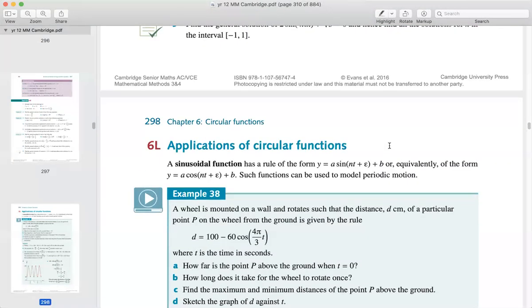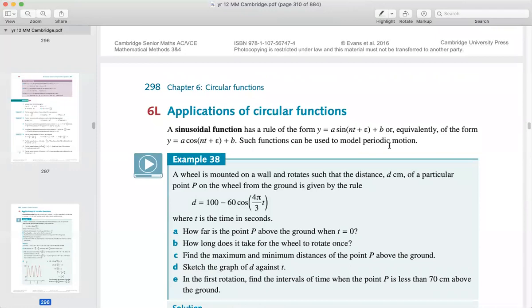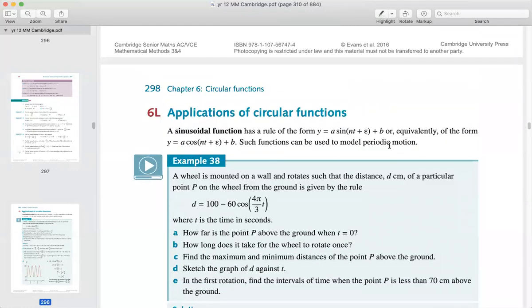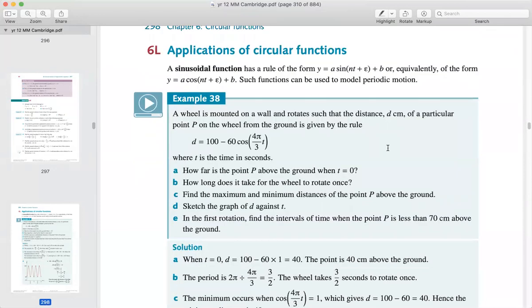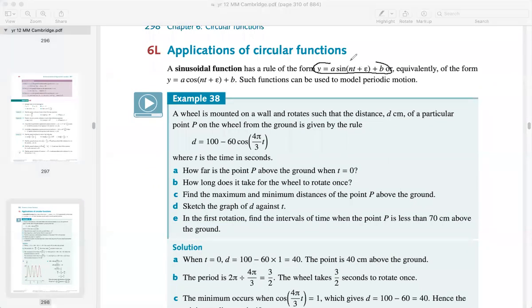For 6L, they are just applications. This is pretty important because finally we link what we learned to real life. To help you guys become familiar with this type of question, let's go through one example in detail. The first is sinusoidal functions. This is important for you guys to remember.